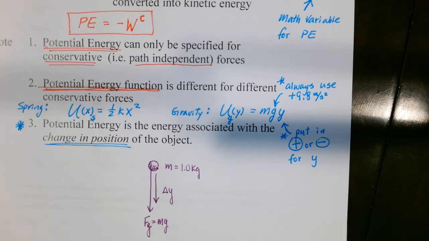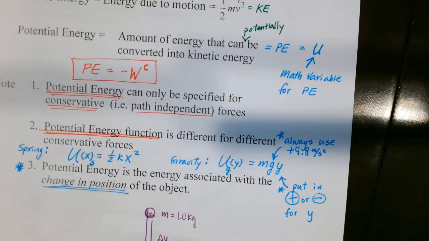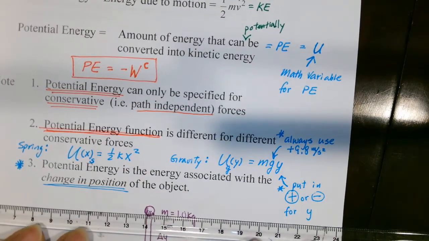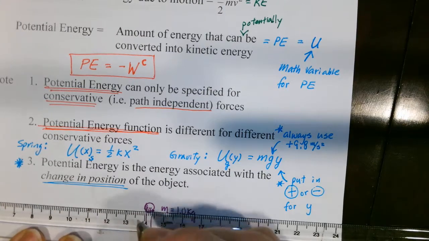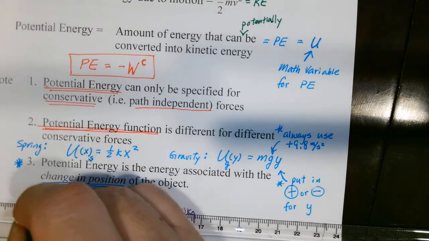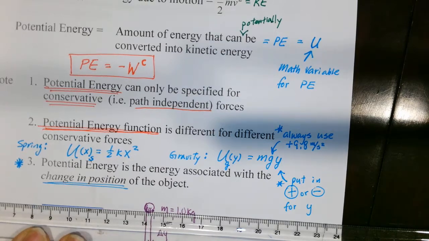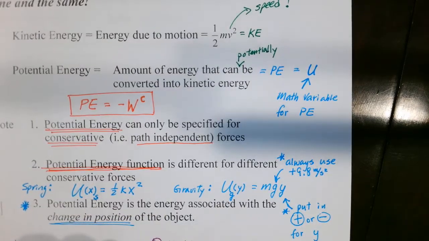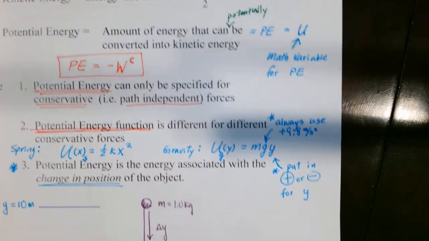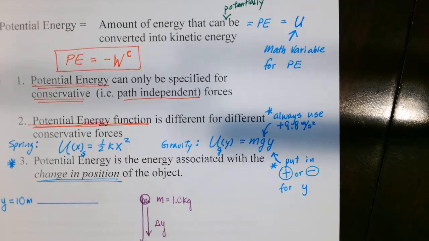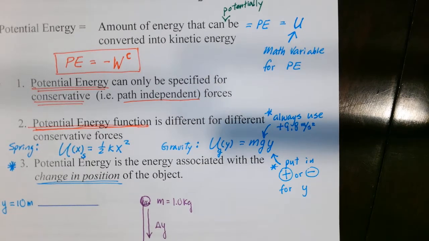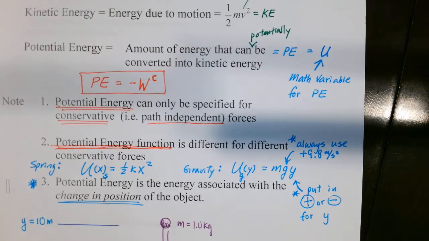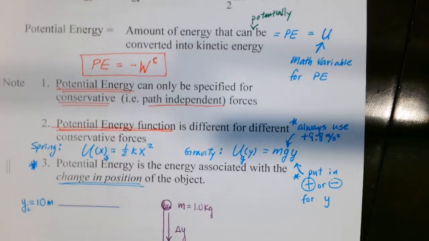Now, if we start this at, let's say, 10 meters above the ground, so here my initial point, my y, is equal to 10 meters. Then we're going to lower this thing to 0. So here's my y final. My y final happens to be 0 meters. This is my y initial.